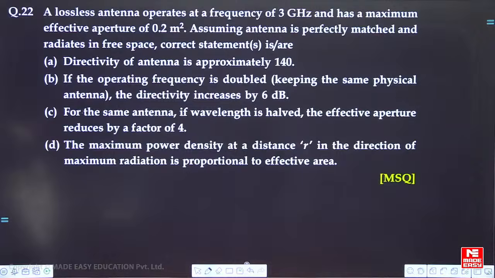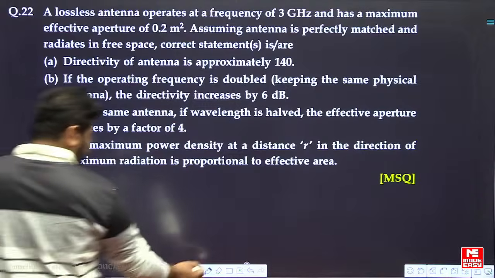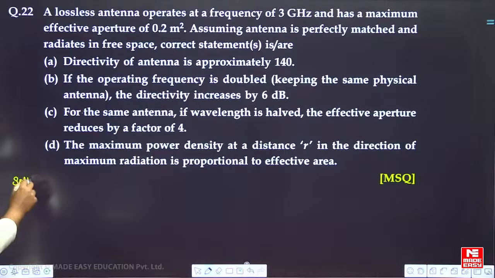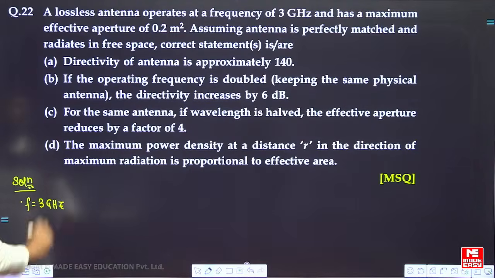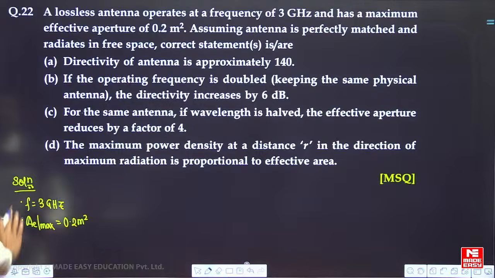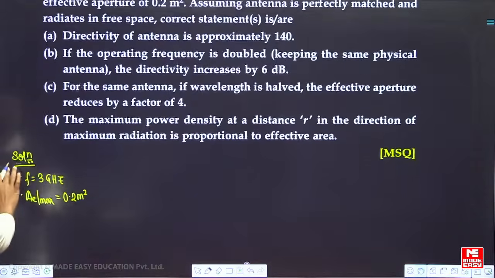A, B and D. Okay, let us see. One by one we will check. Question number 2. So, this is the last question of today's session. A lossless antenna, right, operating frequency f is given as 3 gigahertz. Maximum effective aperture, that is AE max, 0.2 meter square. Antenna is perfectly matched, radiates in free space. Okay, fine.